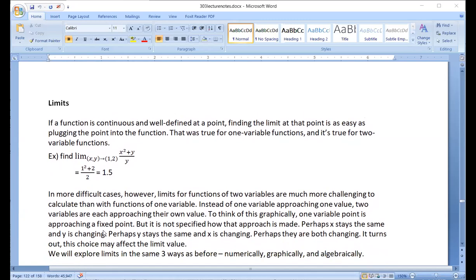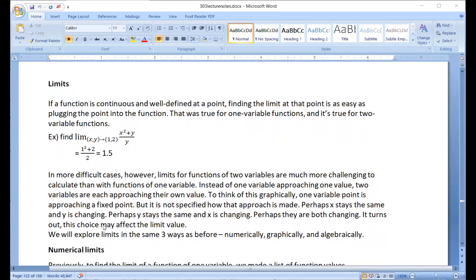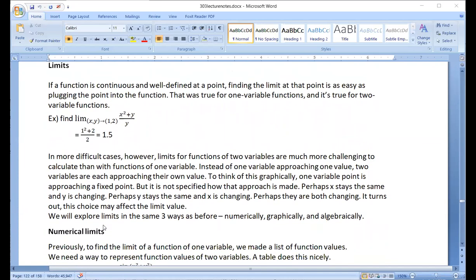So in order to think about how to handle this, we're going to talk about limits in the same three ways you hopefully previously considered limits: numerically, graphically, and algebraically. So first, numerical limits. Previously, to find the limit of a function of one variable, you made a list of function values, looked at the place where it's undefined, and said, what do I think the target value is there?